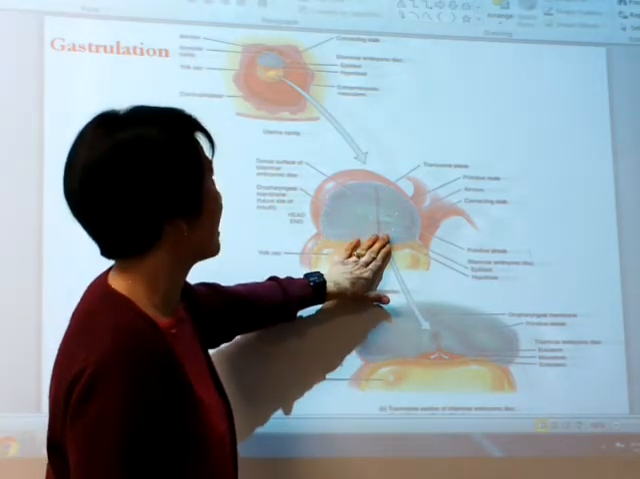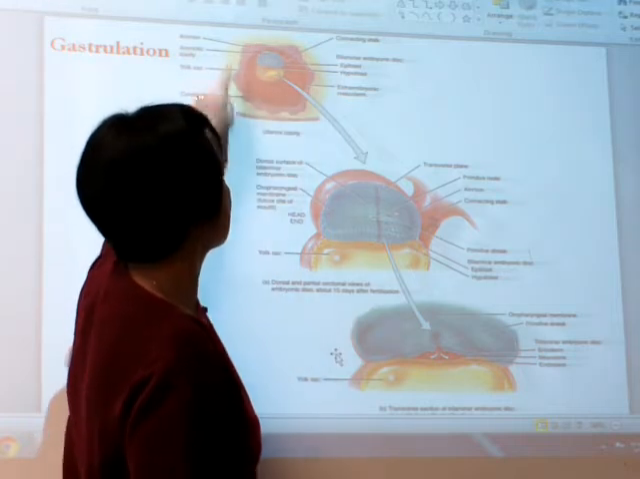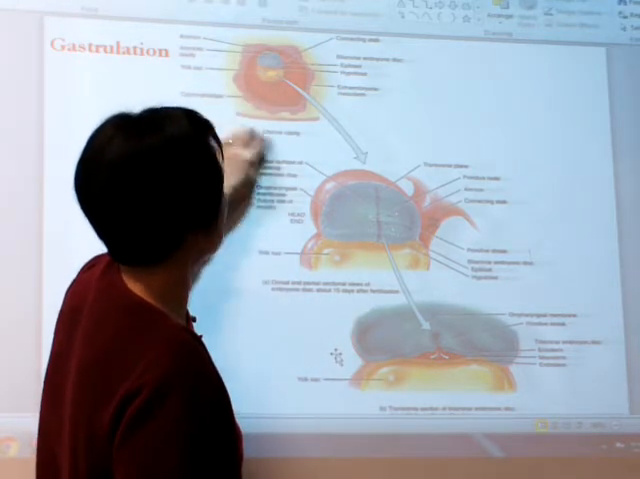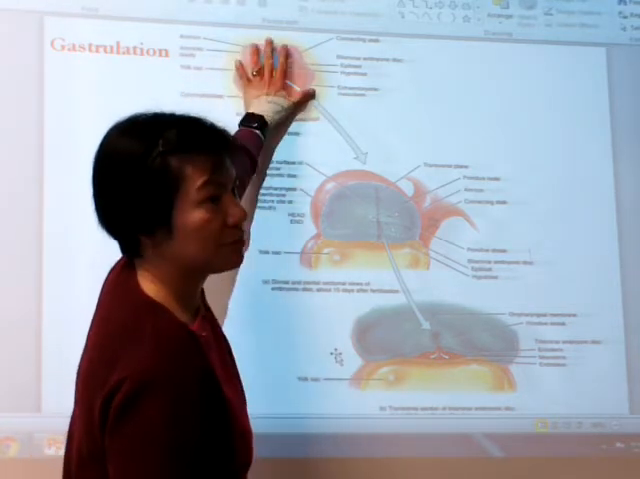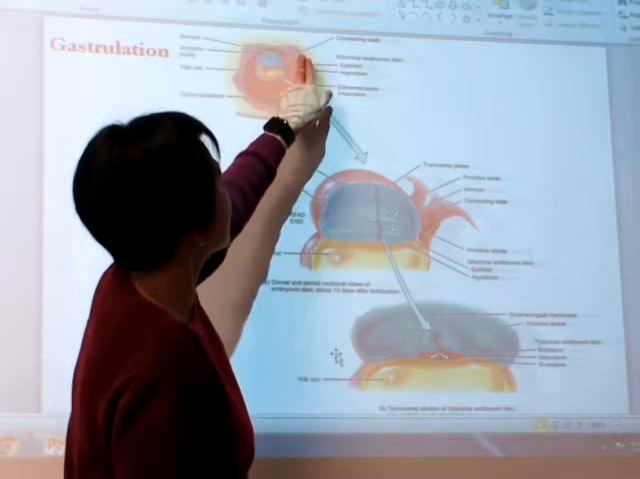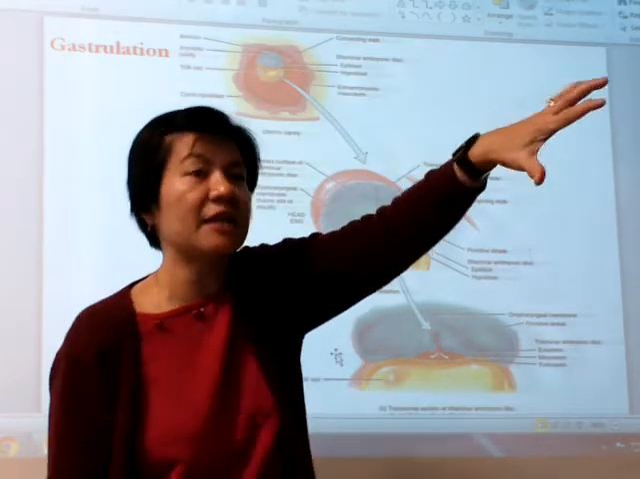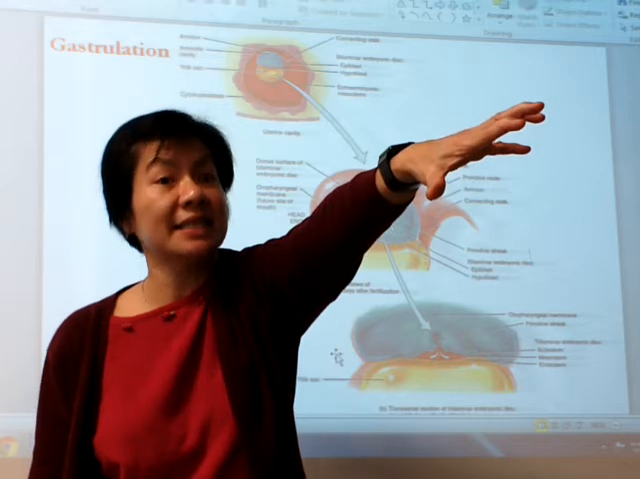This is the inner cell mass. What happens to the outer cell mass? See, this is the uterine cavity. They're already inside. The outer cell mass is the one that's going to invade and form what? Placenta.